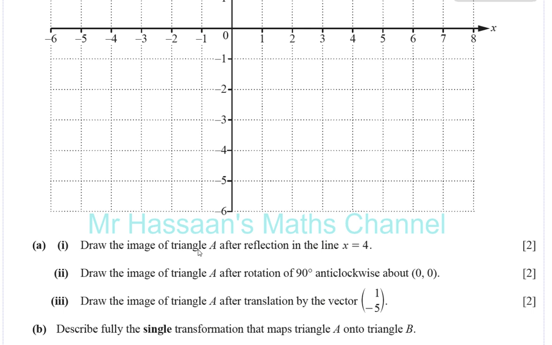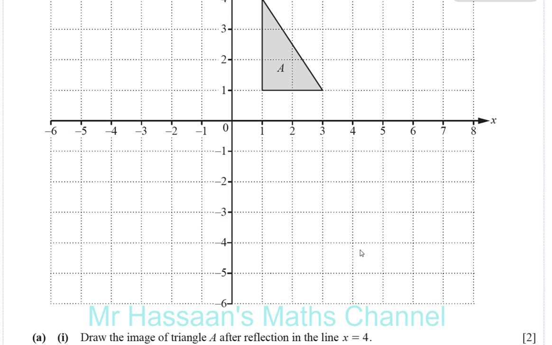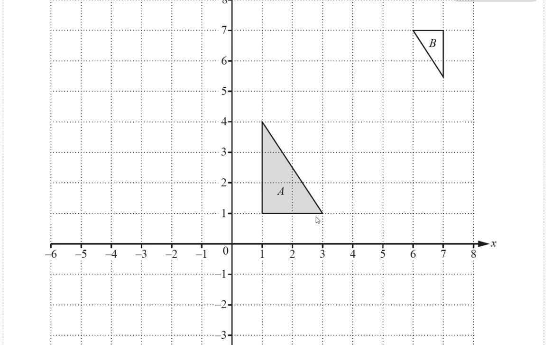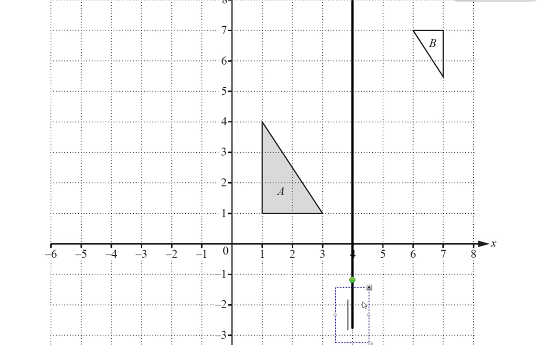It says, draw the image of triangle A after reflection in the line x equals 4. So triangle A is a shaded triangle here, and we have to reflect it in the line x equals 4. Now, as we mentioned before, the line x equals 4 is a line where x is always 4. So the line where x is always 4 is a vertical line that goes through 4 on the x-axis. So this is the line x equals 4.